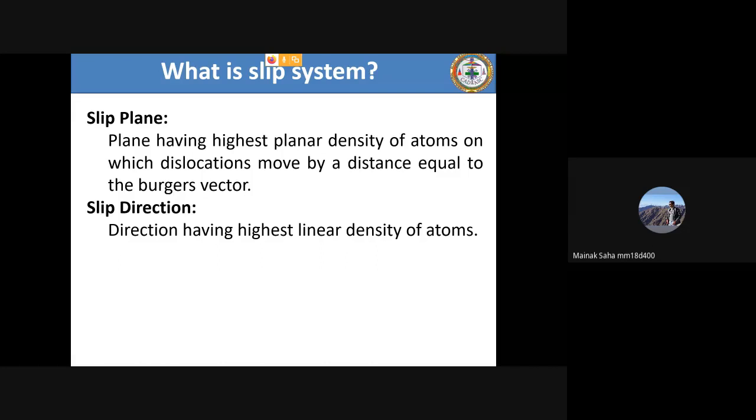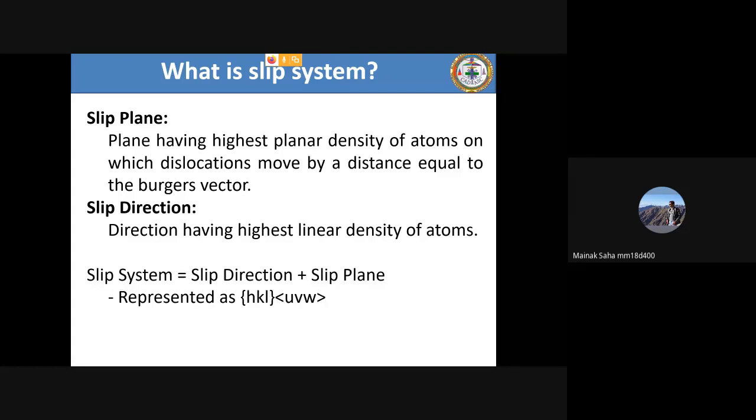A dislocation is nothing but a missing half-plane of atoms. When you say that dislocations are moving, it is always energetically favorable for a dislocation to move the minimum distance, because that will minimize the strain energy. I will show you this in a bit more detail in the next slide. So once you talk of the slip direction, a slip system is represented by slip plane plus slip direction. If the indices of the slip plane are HKL in curly brackets, the slip direction is UVW in this kind of angle bracket.